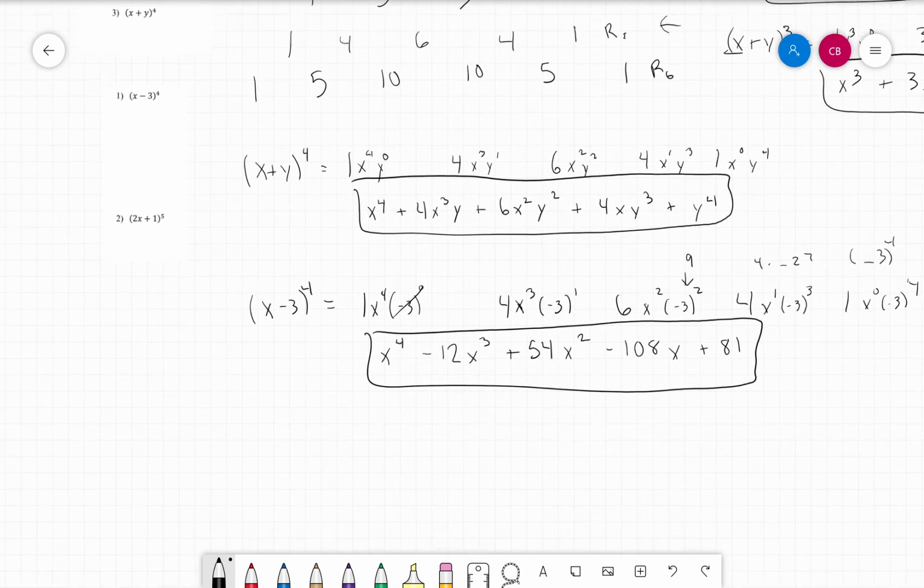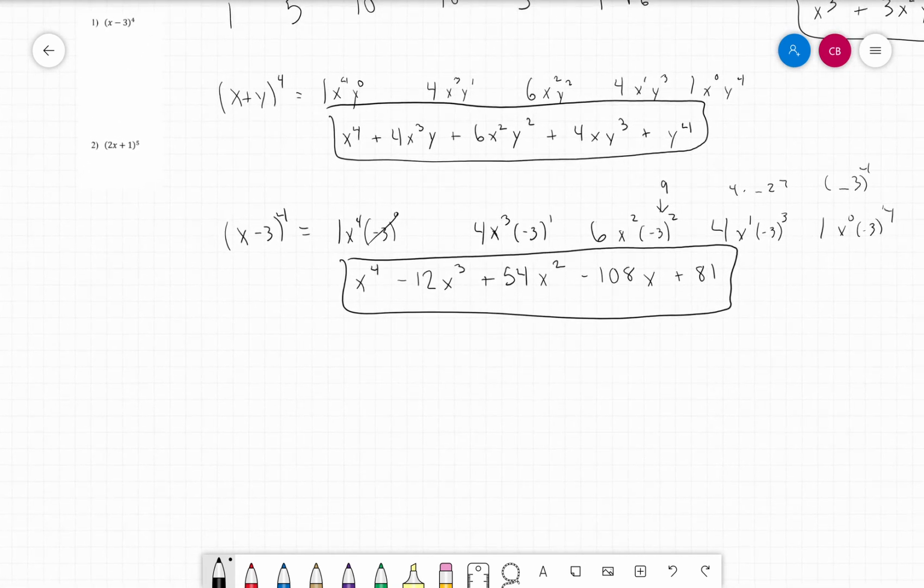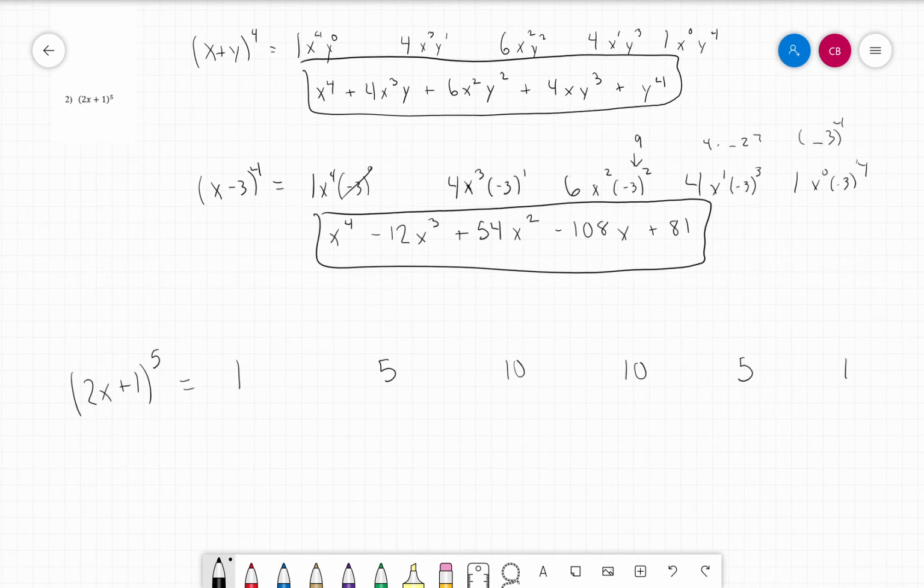We're going to need row 6 for this one, so we need that 1. So we've got (2x + 1) to the fifth. I know I'm using row 6 because it's 1 bigger than this. 1, 5, 10, 10, 5, and 1. Okay, so let's do this.